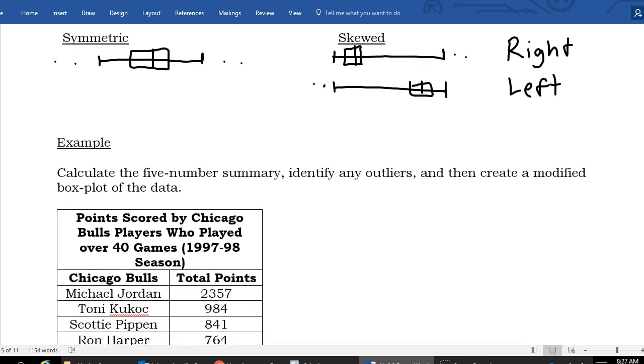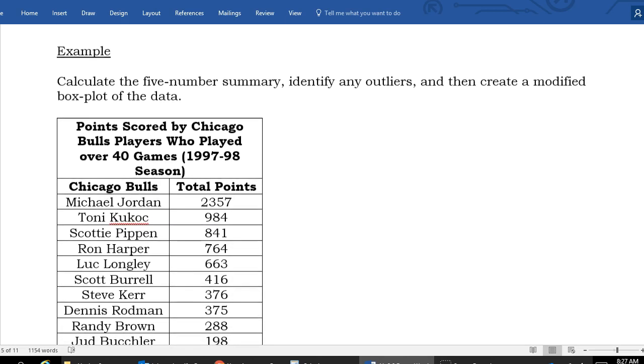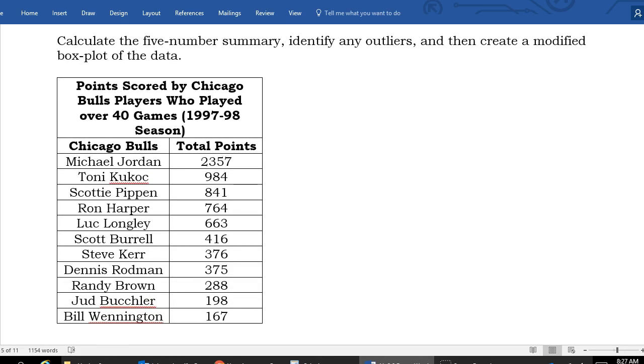So with that, we're going to take some data down here. We have data about the points scored by Chicago Bulls players in the 97-98 season, and we're going to find our 5-number summary and then calculate our outliers. So if we're looking at this, it looks to me like Michael Jordan is obviously an outlier. He scored more than double the second place player. So my 5-number summary, I have my minimum value down here and my maximum value up here. And then if we cross off and we find our center, we have our median right there.